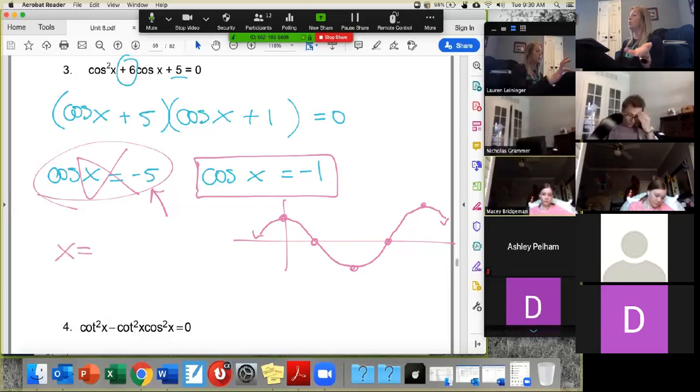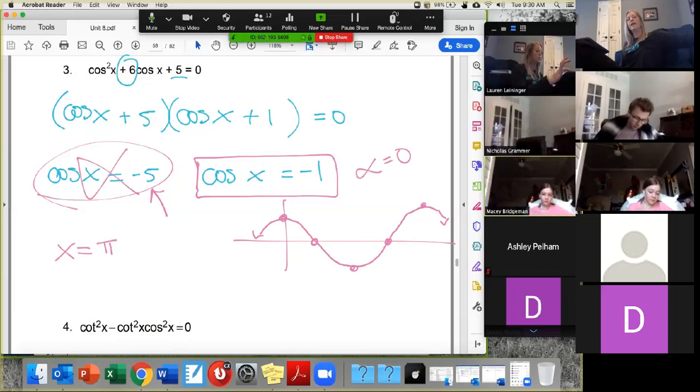I don't have -1, but I do have +1. Cosine's equal to +1 where? At 0. Okay, so think in our heads, if cosine's +1 to the right over at 0, where is cosine going to be -1? 180. Pi. All the way on the left at pi.